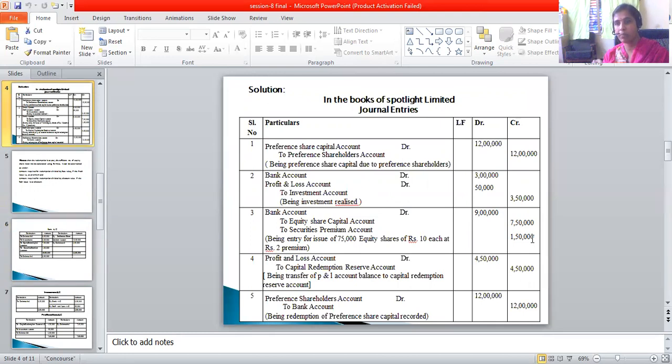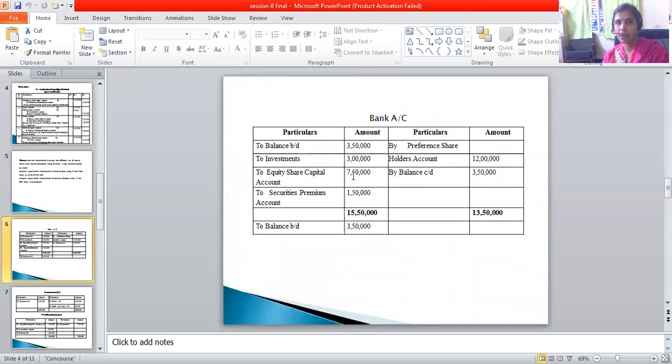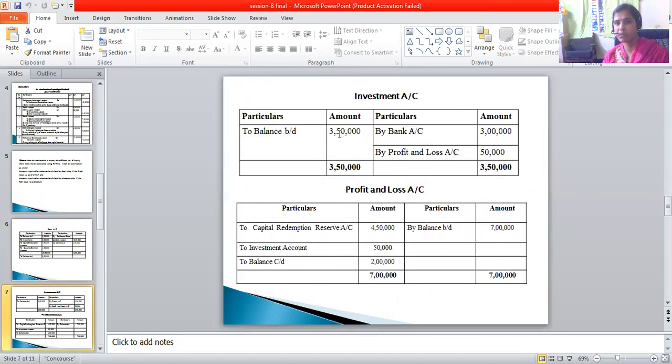So this cannot be clubbed. So you need to maintain the nominal value, face value of the equity share separately, and the premium account is separated and the amount received from them is shown differently. So totally it is 9 lakhs. Coming down to the credit side here, you are paying 12 lakhs to the preference shareholders. After paying to them, the balance left over in the bank account is 3,50,000. Going with the investments, investments is an asset which always shows the debit balance. So 3,50,000. So by bank account, 3 lakhs is the amount at which it is sold. So 50,000 is a loss because of the sale of the investment. So this is shown here.